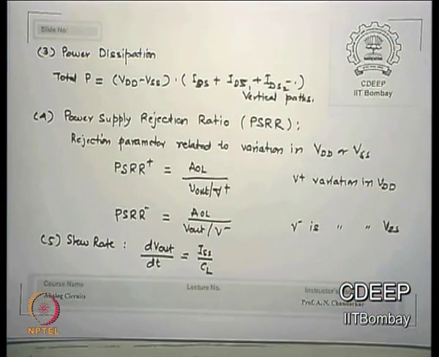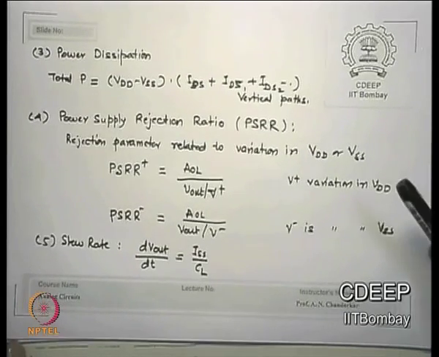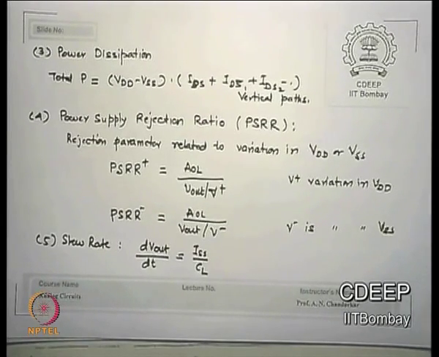The fourth quantity of interest is called PSRR. Now this is also very important. A lot of research can be done on this, but let us see only its characteristic now. This is one of the major design parameters for an OPAMP, but right now we will not look too much into this.